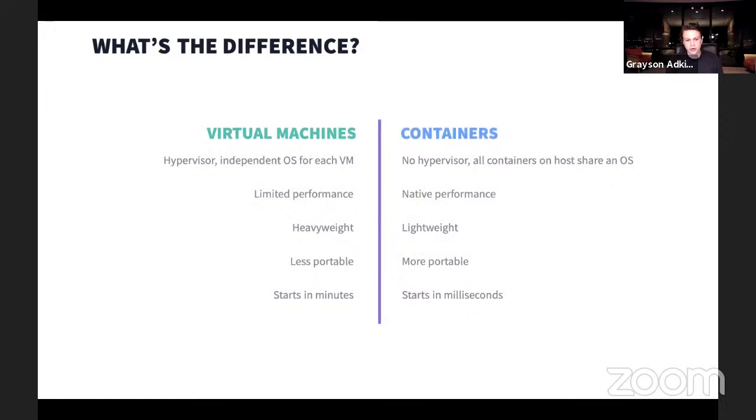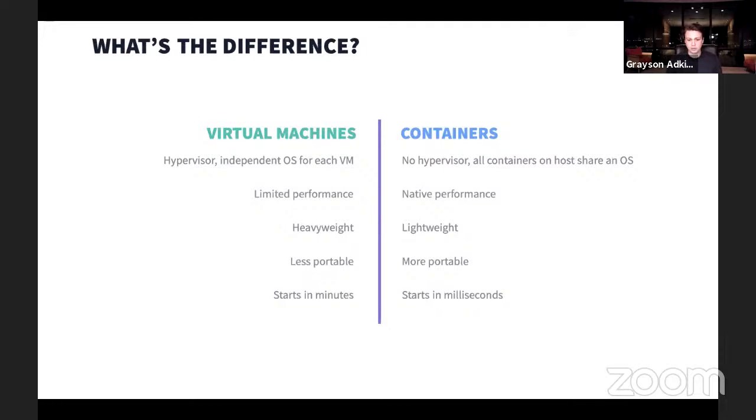So at a glance, virtual machines use a hypervisor. They have independent OSs, versus containers, which have no hypervisor and share an OS. VMs have limited performance, with an overhead because of the hypervisor. Containers, on the other hand, have native performance, meaning that they are going to be as fast as the underlying hardware allows.